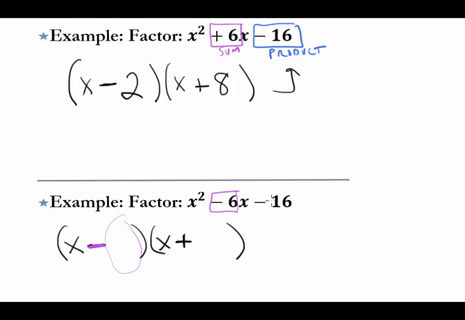So we think about what two numbers multiply to be -16 and add to be -6. And again, it has to do with 8 and 2, only this time, right? The 8 is the one that's negative. So it's -8 and +2. And that's how we would factor this expression.